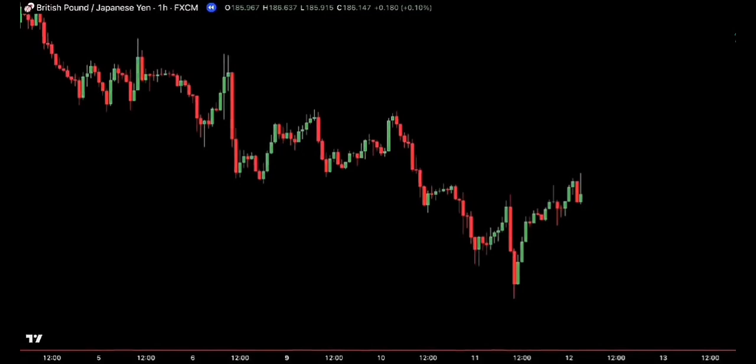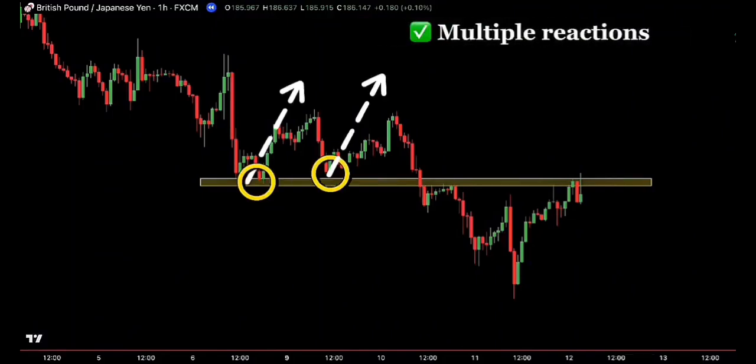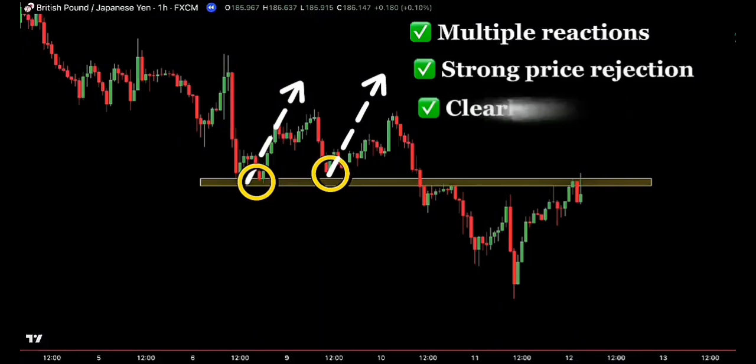Now, let's analyze the opposite setup, where a support level breaks and transforms into resistance. Before price breaks lower, we must first identify a valid support level based on these key criteria. Multiple reactions: price has bounced off this level several times. Strong price rejection: each time price touched this level, it triggered an aggressive rally. Clearly defined zone: the level is easy to spot on the chart without frequent adjustments.